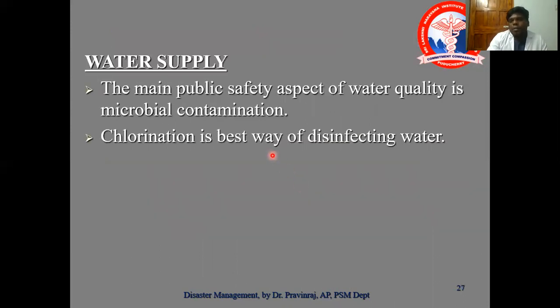Then water supply: the main public safety aspect of water quality is microbial contamination. Chlorination is the best way of disinfecting water. It is a very cheap and easy way of disinfection, so we are using chlorination. There is something like single water supply and double water supply. In double water supply, we give two supplies of water, one for domestic purposes and another for drinking water. But the problem is there will be cross contamination between these two itself, so it is not recommended.